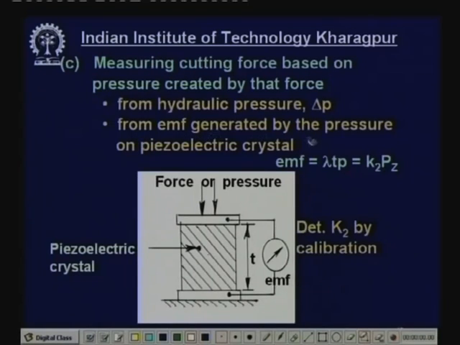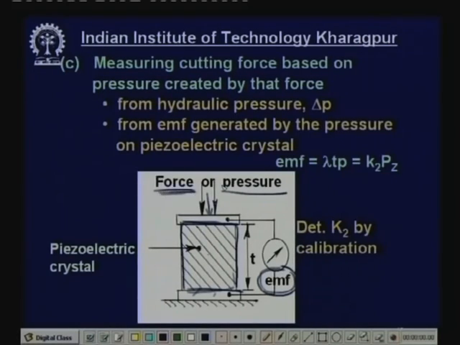Now there is another method, from EMF generated by the pressure on a piezoelectric crystal. Suppose this is the piezoelectric crystal. What is the property of a piezoelectric crystal? If it is subjected to pressure, then some EMF will be generated at the ends. So this is one end of the crystal, this is the other end. They are connected to metallic plates, say copper plates, and then subjected to a pressure. Because of the pressure, some EMF will be generated at the ends, and this EMF is proportional to the pressure or the force that we exerted on the crystal.